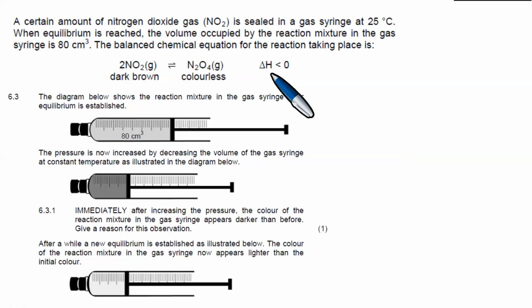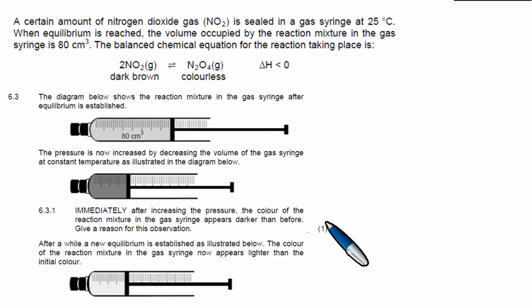And now the examiner proceeds to say the diagram below shows the reaction mixture in the gas syringe after equilibrium is established. So now the pressure is increased by decreasing the volume of the gas syringe at constant temperature, as illustrated in the diagram below. Then what is the examiner asking us? Immediately after increasing the pressure.